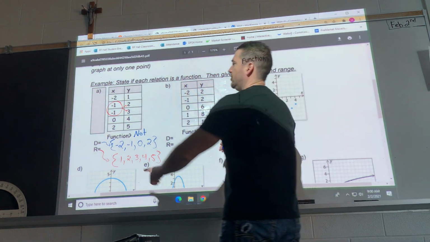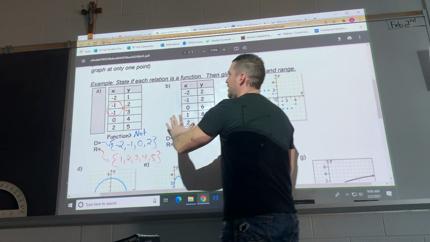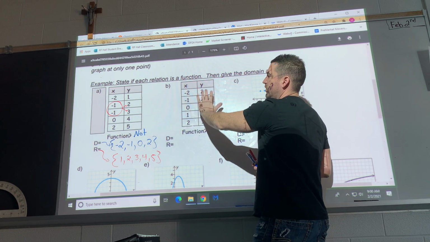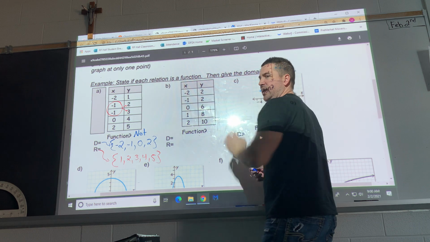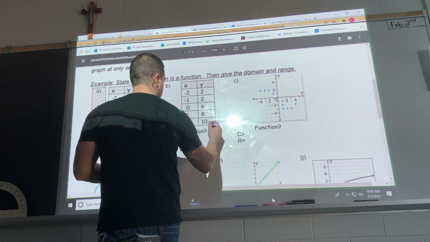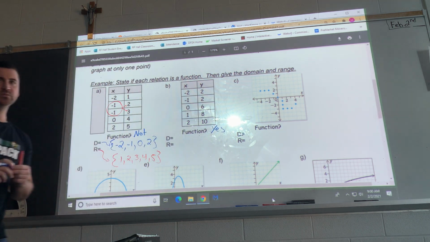Okay, so this one, your X is repeated, so this is not a function. Our X values do not repeat here. Okay, so there it is a function. They can have the same answer, but they're two different X's, so it is fine. So this one is a yes. It is a function.